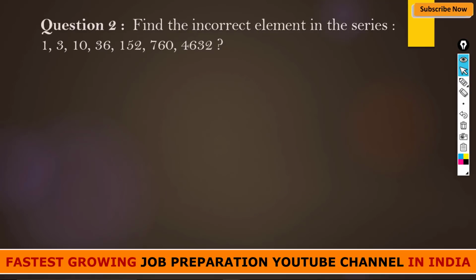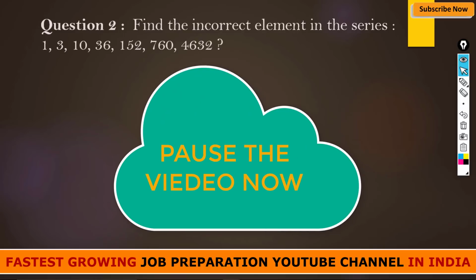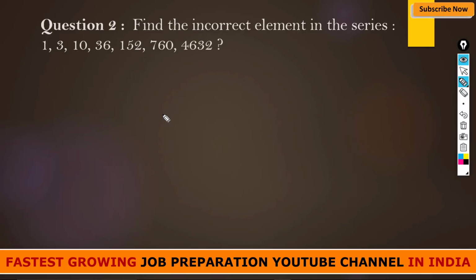Now the question 2 is, find the incorrect element in this series: 1, 3, 10, 36, 152, 760, 4632. As I told you previously, please pause the video here and try to solve the series yourself. If you cannot solve it, then I'll of course solve it, and you can see the solution.